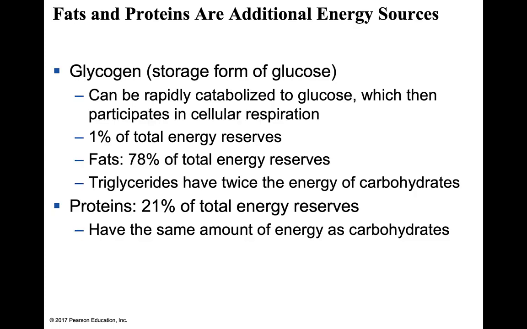Now, when we look at energy in our body, remember, we have glycogen, which we store in the form of glucose, and we can break that down pretty rapidly. So when we need energy pretty quickly, it's pretty much going to be glucose. Now, it only accounts for 1% of total energy stores within our body. Now, fat makes up the most. 78% of total energy in our body is stored as fat.